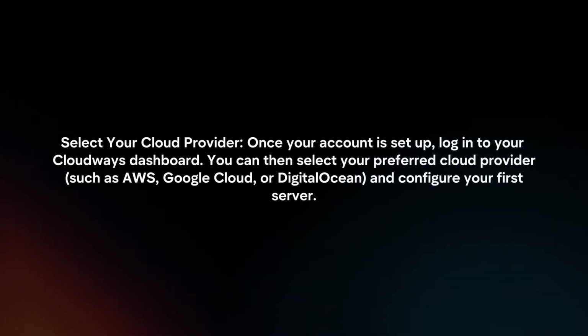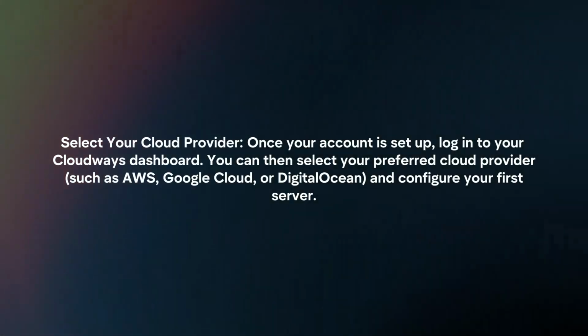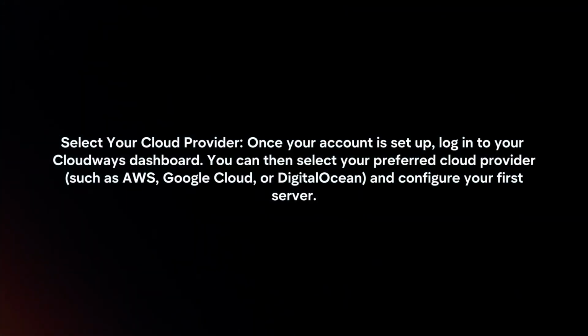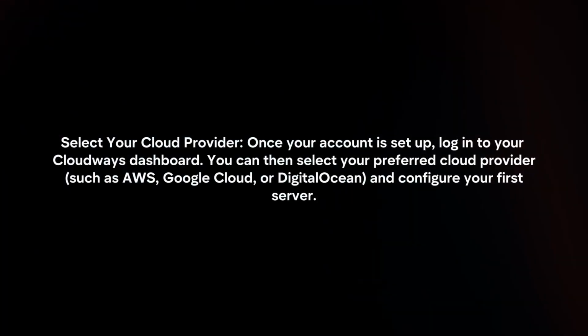Select your cloud provider. Once your account is set up, log into your Cloudways dashboard. You can then select your preferred cloud provider and configure your first server. Start using Cloudways. After setting up your server, you can deploy applications and manage your hosting environment.